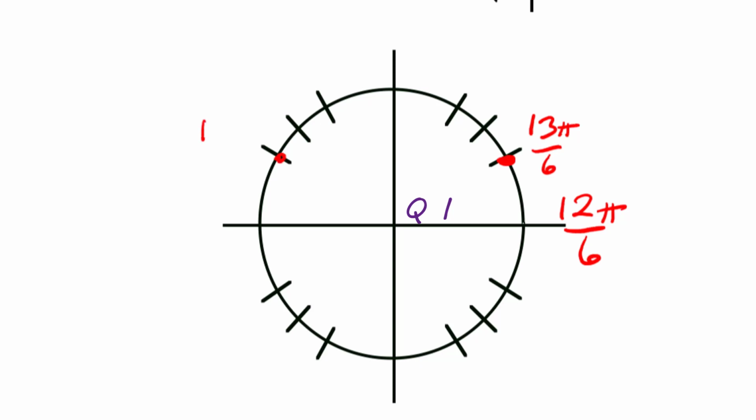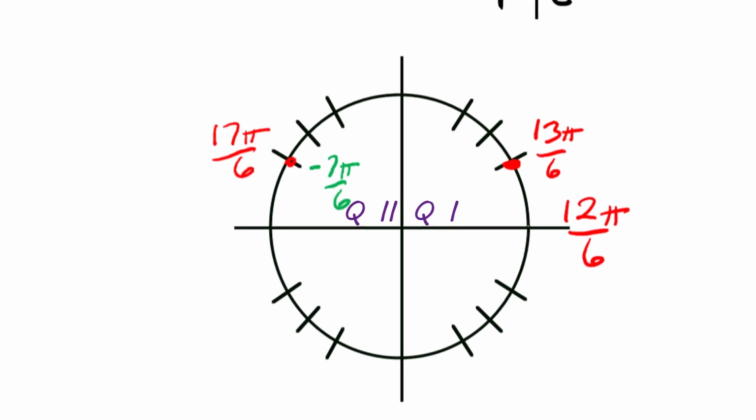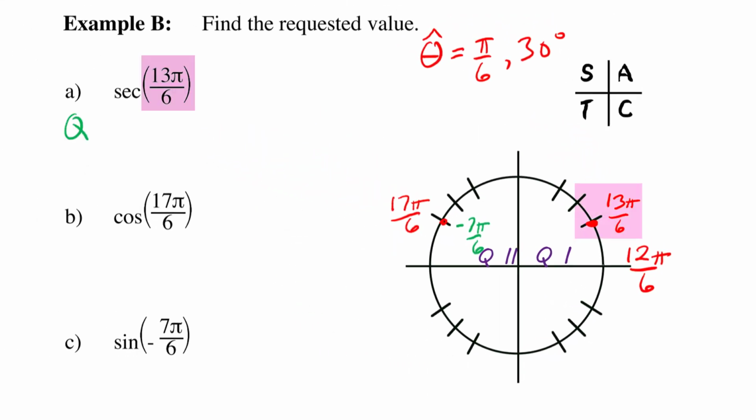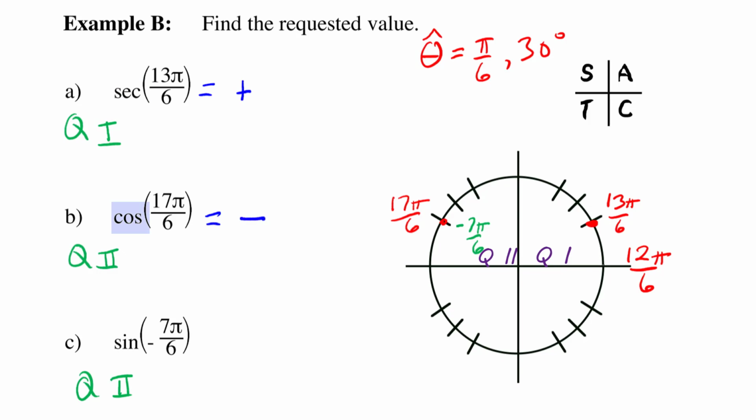17 pi over 6, 17 from 12 is 5, so that's the same location as 5 pi over 6. And the negative 7 pi over 6 is also in quadrant 2. So let's see. 13 pi over 6 is in quadrant 1. The 17 pi over 6 is in quadrant 2. And so is the negative 7 pi over 6. And secant, back up to letter A, the secant in quadrant 1 is positive. And letter B, cosine in quadrant 2 is negative. And letter C, the sine in quadrant 2 is positive.